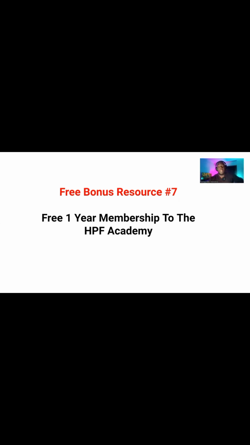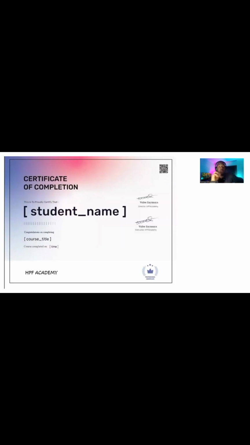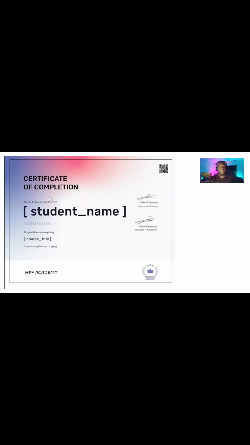Okay. Now, free bonus resource number 7: free 1-year membership to the HPF Academy. You're going to get the 1-year membership to the HPF Academy. It is our platform for high-paid freelancers. You also get certifications for each course that you take: certificate of completion, student's name, course title, and the rest of that. This is basically how the certificate looks. For each of these skill courses you take, you're going to get a certificate of completion that you can print out.